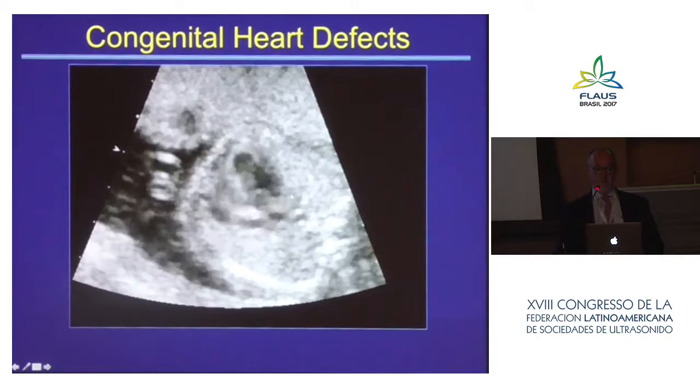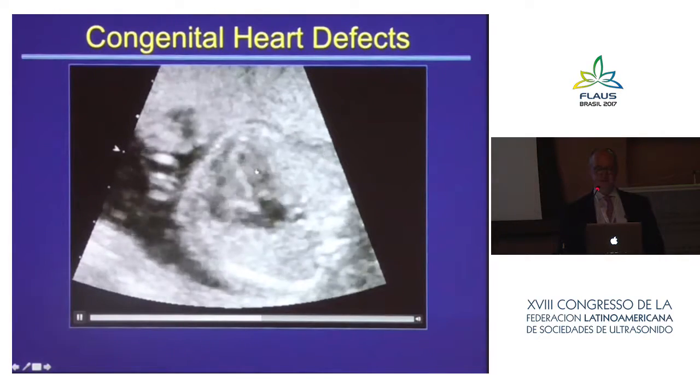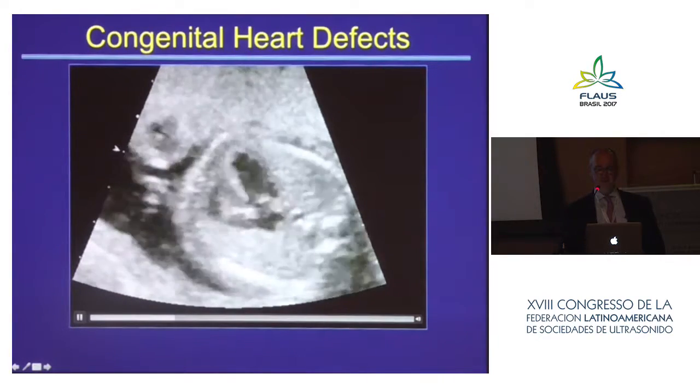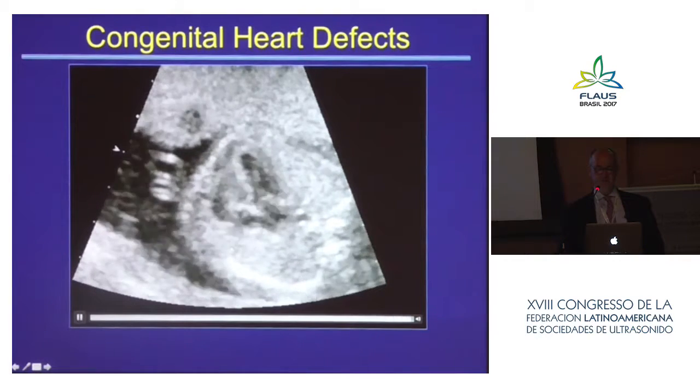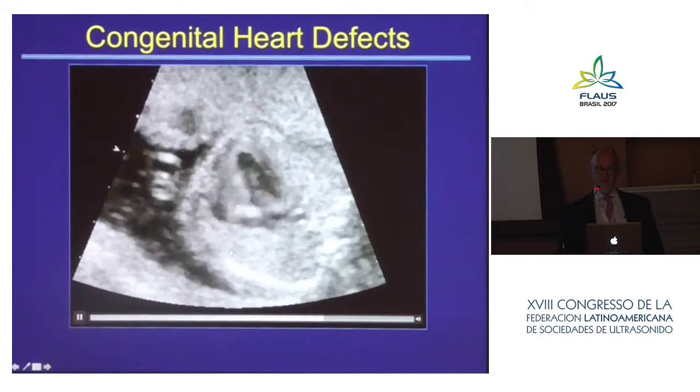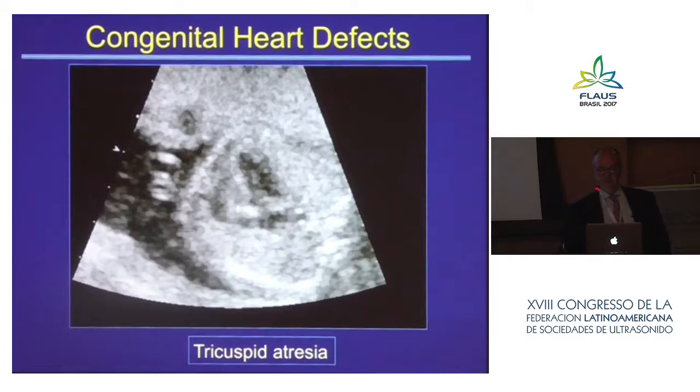Here we have a little clip of that where you can see the left ventricle contracting nicely, maybe a little bit of lumen in that right ventricle, but no blood flowing through. And that's a fetus with tricuspid atresia.